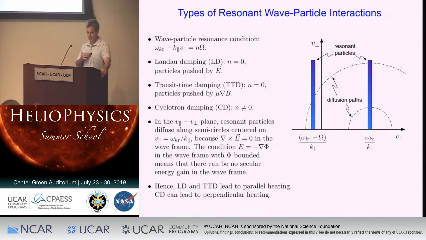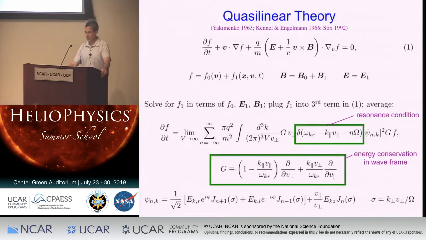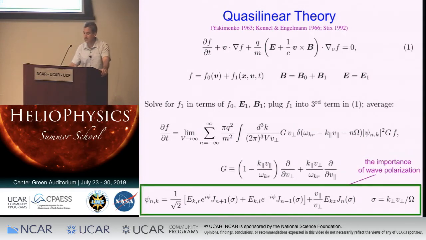Keep going here. So where are we at? We've talked about the resonance condition, energy conservation in the wave frame, but we still have these pesky-looking Bessel functions to deal with down at the bottom in this psi nk term. How can we extract any kind of storyline to go along with these terms?